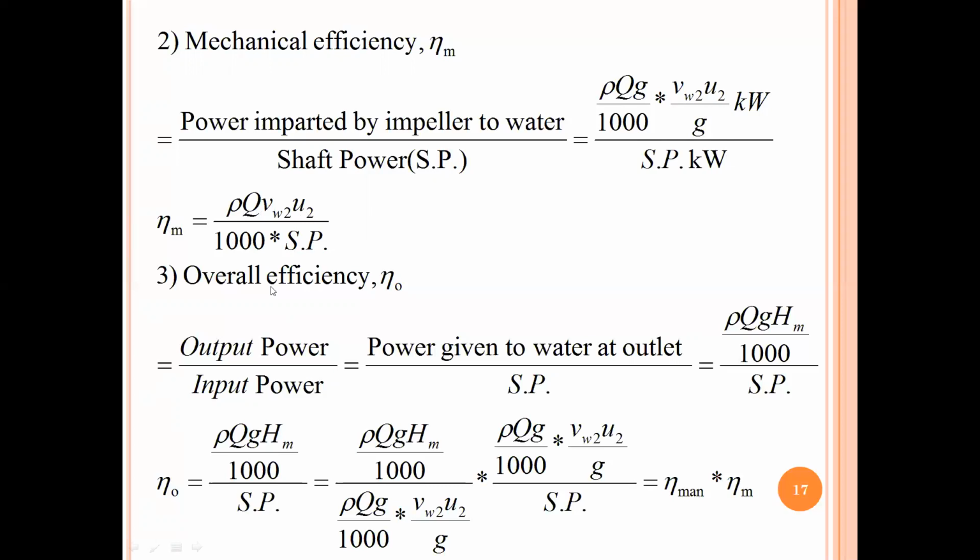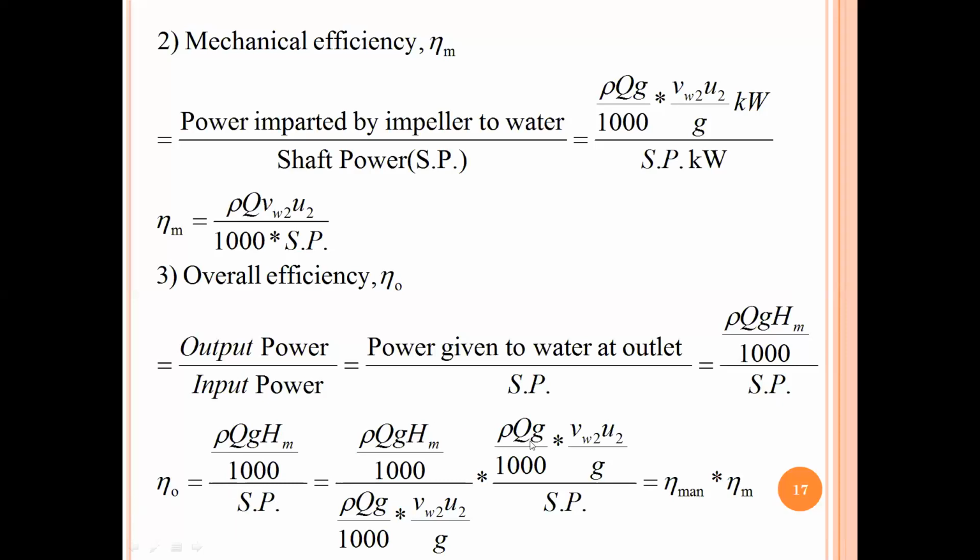Now the overall efficiency is again output power by input power. Your input is your shaft power and the output is the power given to water at outlet. So at outlet it is rho Qg, again water power, but my H value is manometric head, divided by 1000, divided by shaft power. So if I'm writing it again, your overall efficiency is power given to water at outlet divided by shaft power.